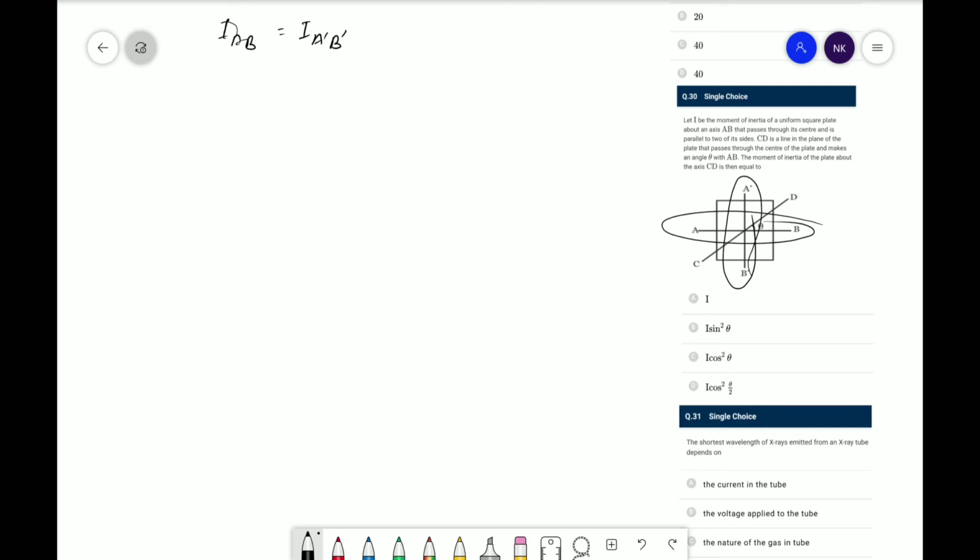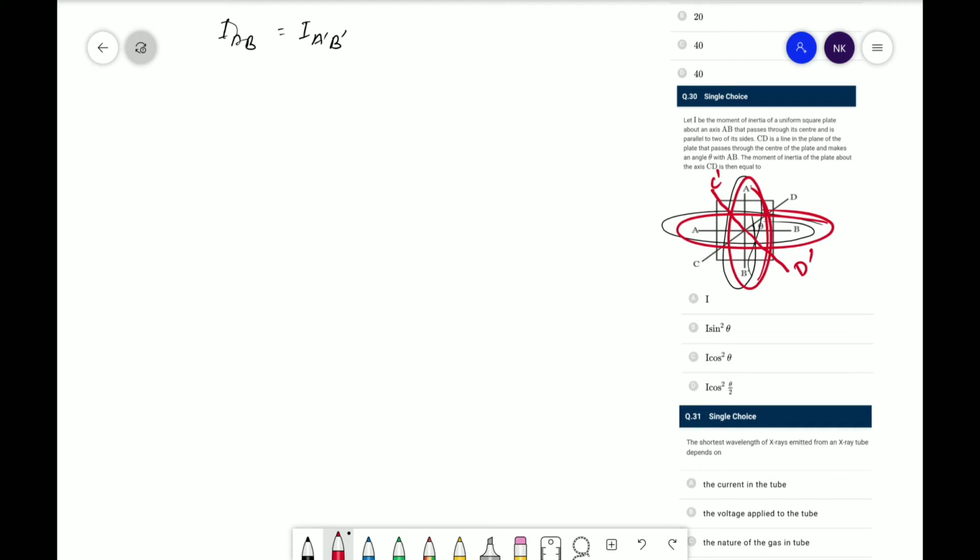And due to this, A dash B dash and AB are perpendicular. Now if we make a perpendicular, which is CD, what can we say now? The moment of inertia along C dash D dash will be equal. We will discuss later what we get here. So the moment of inertia along A dash B dash will be equal to AB.